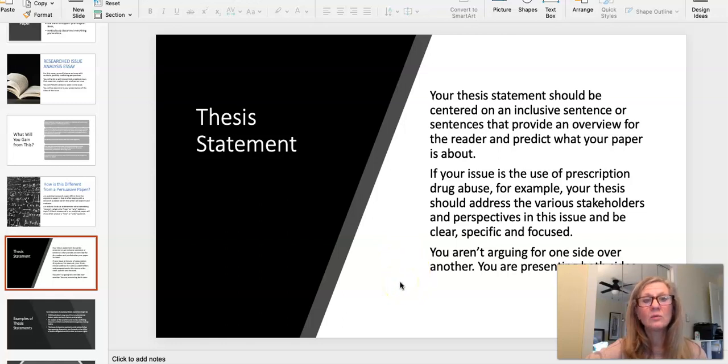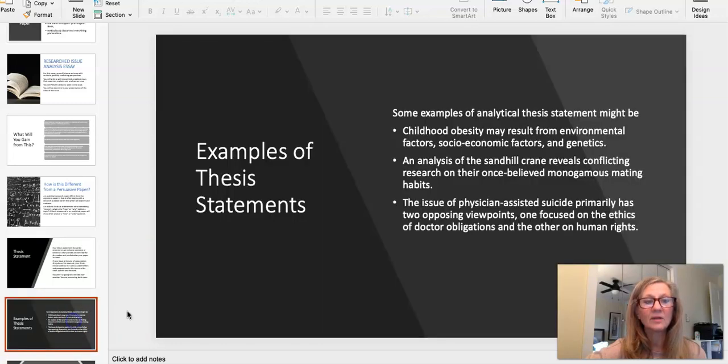Or you might look at the rise of prescription drug abuse from the doctor's perspective, as well as from the pharmaceutical company's perspective. So you want to pick your different perspectives, and that's kind of the difficult part. But then you're not going to argue for one side or the other. You're presenting both sides. You're informing the reader about this information.